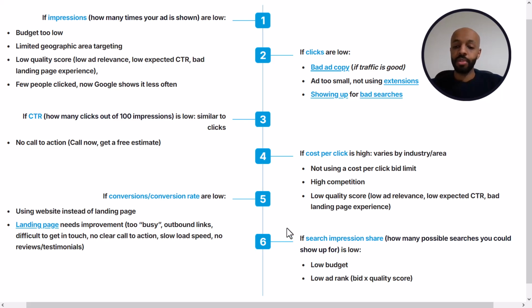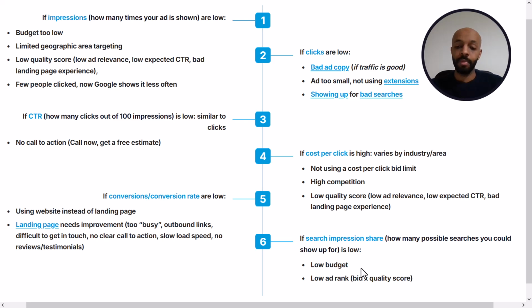And search impression share, that's kind of like your market share of all the possible searches. It basically means how many possible searches you could show up for. And it's a percentage. So if your search impression share is 40%, that means you're showing up for 40% of the searches that you could show up for.